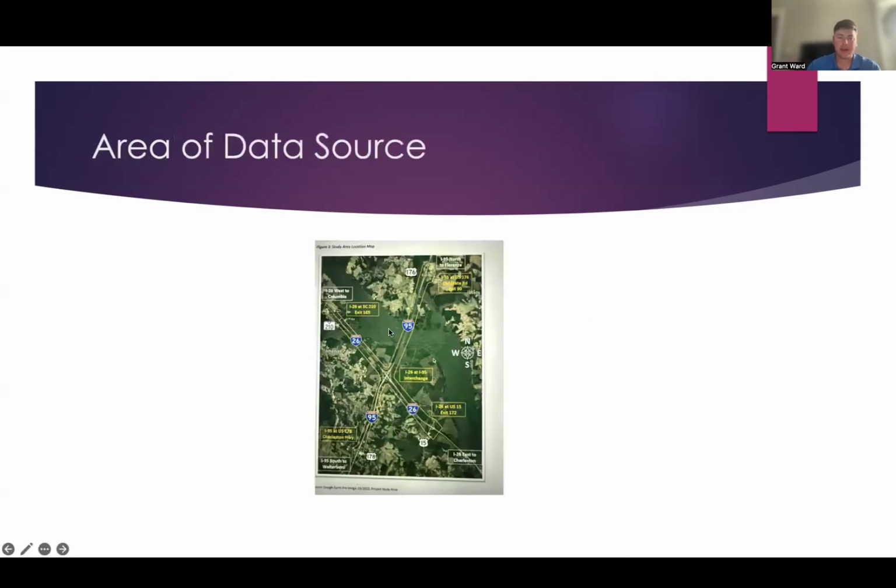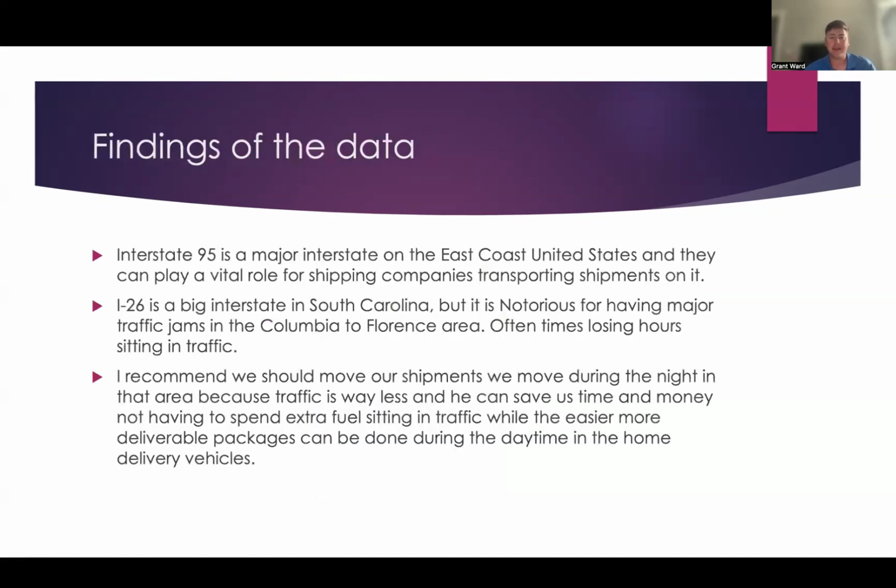And then, like I said, area data source, I know it's a little small. Sorry, it wasn't working with me. Apologize. But I-26 to Columbia right here, very difficult to get around, to Charleston. And then you have I-95 to Florence and Walterboro. And findings of the data: I-95 is a major interstate on the East Coast of the United States, and it can play a vital role for shipping companies transporting shipments on it.